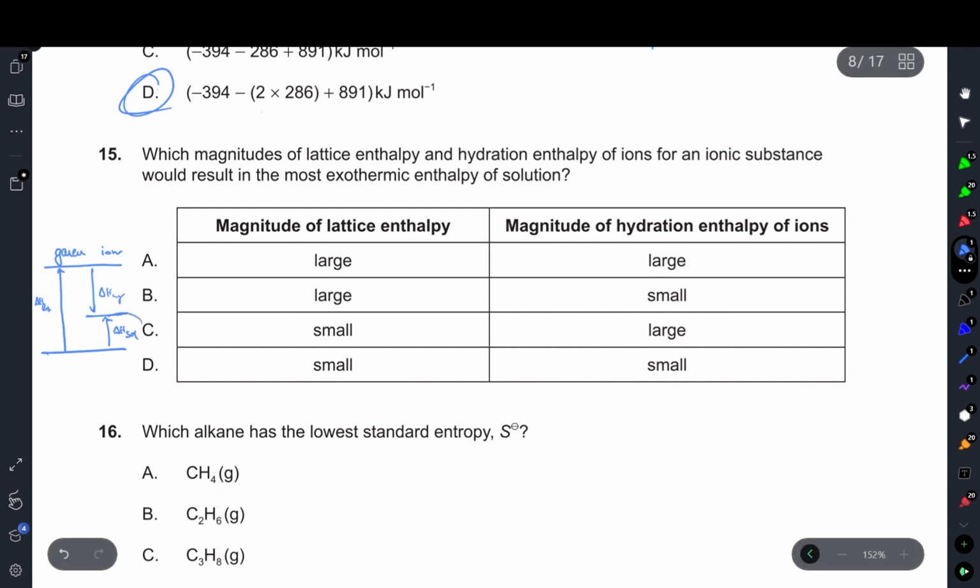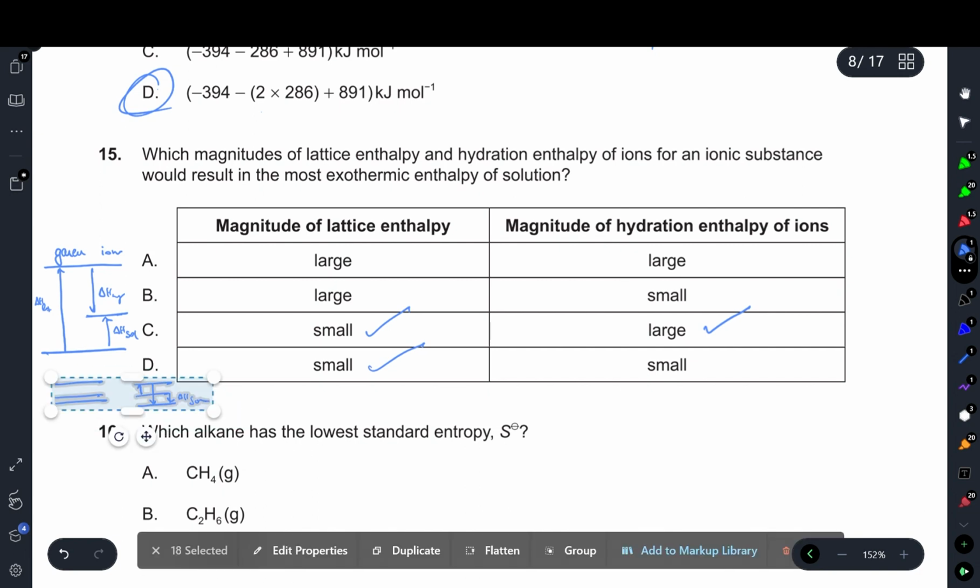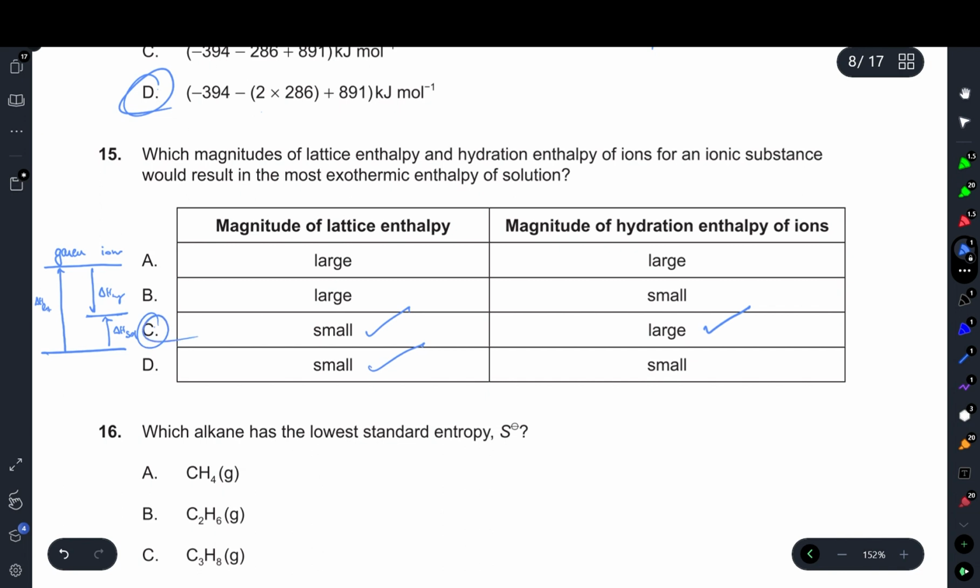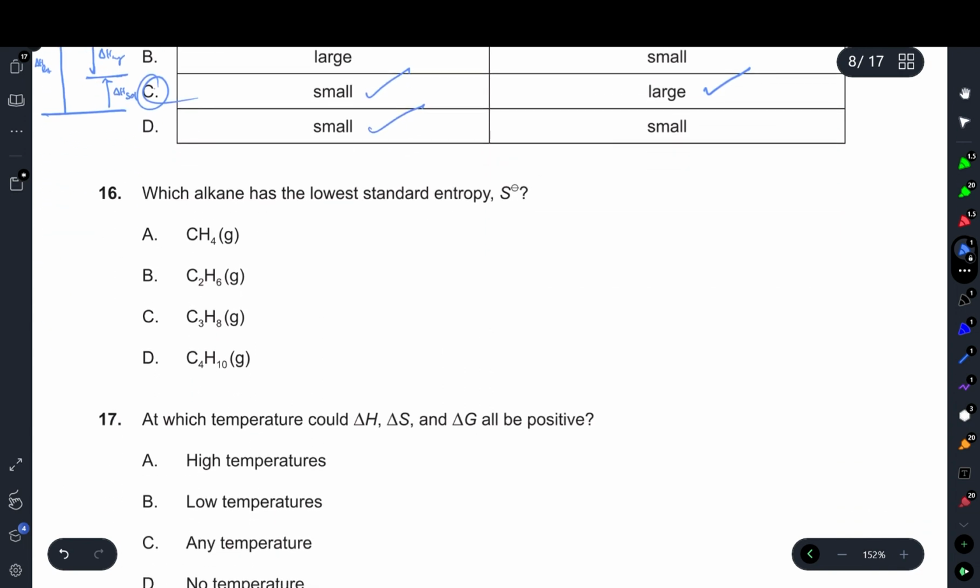So to try to make this as small as possible to make it the most exothermic, we are going to make this magnitude of lattice enthalpy super small so that this distance right here is not that high. Now, to make sure this is even smaller, let's make the magnitude of hydration enthalpy large. So maybe it's even like this, where you literally have a tiny gap, and you have an exothermic delta H sol. So that's the kind of technique you have to apply here. A little bit of thinking, but option C is your correct answer. Let's move on to question number 16.